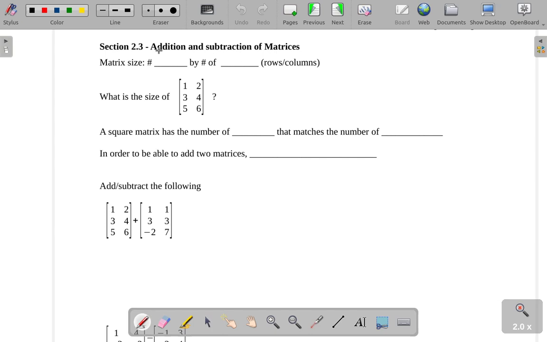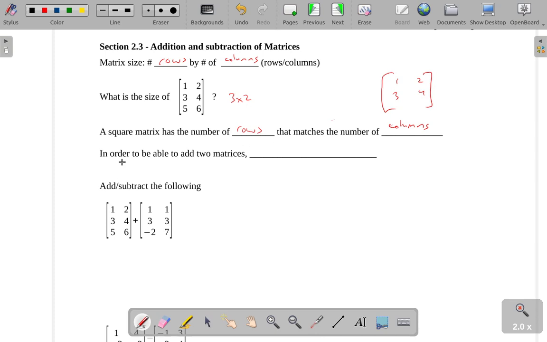And just a quick reminder, when we're talking about a matrix, the size of the matrix is the number of rows by the number of columns. So the size of this matrix right here, it has 1, 2, 3 rows and 2 columns. This is a 3 by 2 matrix. A square matrix is one where the number of rows matches the number of columns. So this would not be a square matrix, but if it was just the first 2 rows, 1, 2, 3, 4, like that, that would be a square matrix. This is a 2 by 2.